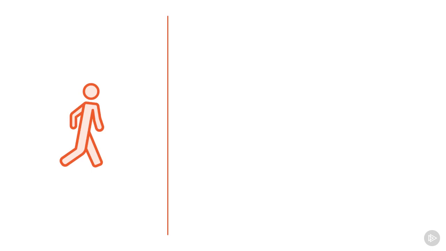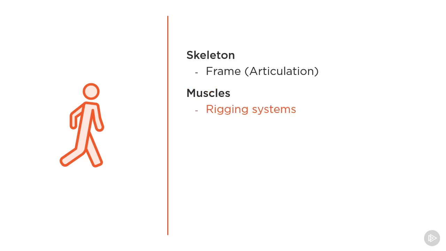And it's kind of the same in 3D. We can create skeletons. They give us a frame for articulation and movement. Muscles. The muscles of a rig I like to think of as the rigging systems and what drives the skeletal frame. It, of course, can include a muscle system, but this is an advanced topic which we don't have the scope to cover. I'm more thinking of the actual drivers for the skeleton.